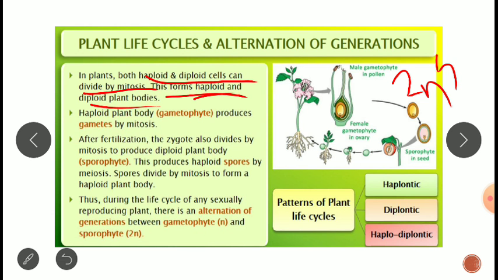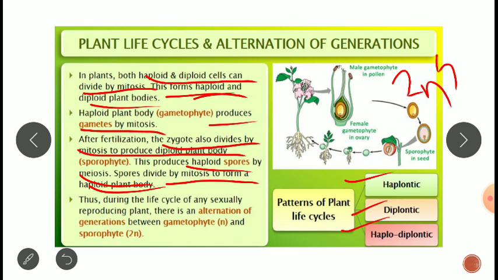Based upon that, we have three types of patterns of the life cycle: haplontic, diplontic and haplodiplontic. So the haploid plant body usually produces gametes by mitosis. Then after fertilization, the zygote also divides by mitosis to produce a diploid plant body. This produces haploid spores by meiosis. Spores divide by mitosis to form a haploid plant body.